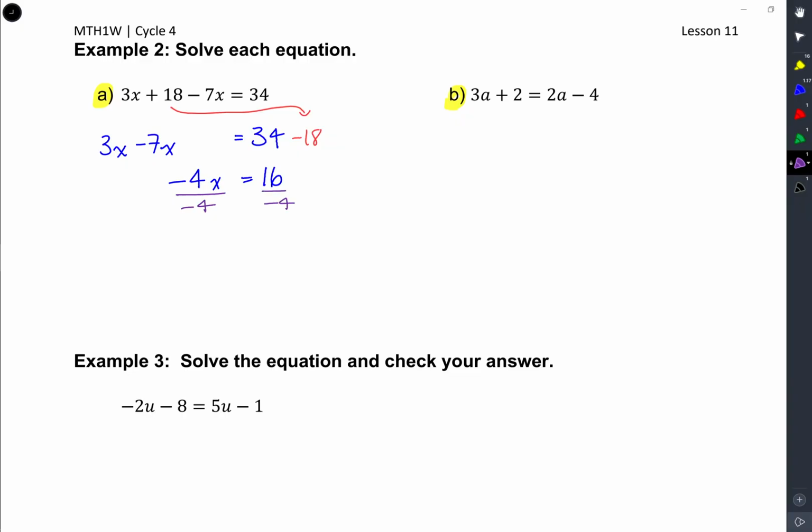So we're going to divide the negative 4 off of both sides. And it looks like we end up with equal signs in a column, of course. X on the left, negative 4 divided by negative 4 is 1. And then we have 16 divided by negative 4. So positive divided by negative is negative. 16 divided by 4 is 4. And we get this solution of x equals negative 4.